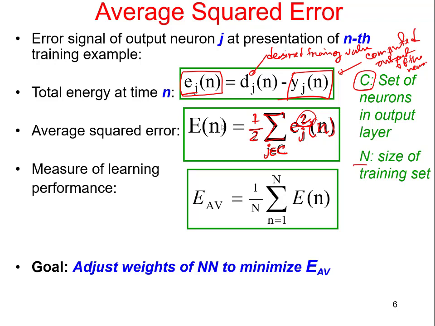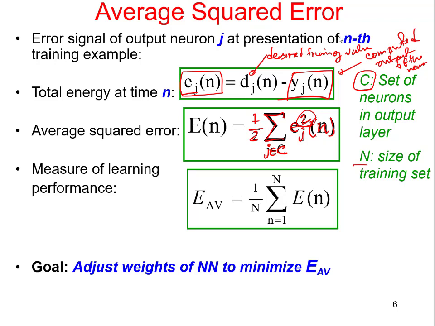If you have only one neuron, then this summation won't be needed. There will be only one error, and only that calculation will be propagated in the average squared error part. And whatever the measure of average learning performance, we will compute it over all the training set. For all the training set we will compute the errors, and we will take the average, 1 by N, of that error, to get the average squared error.